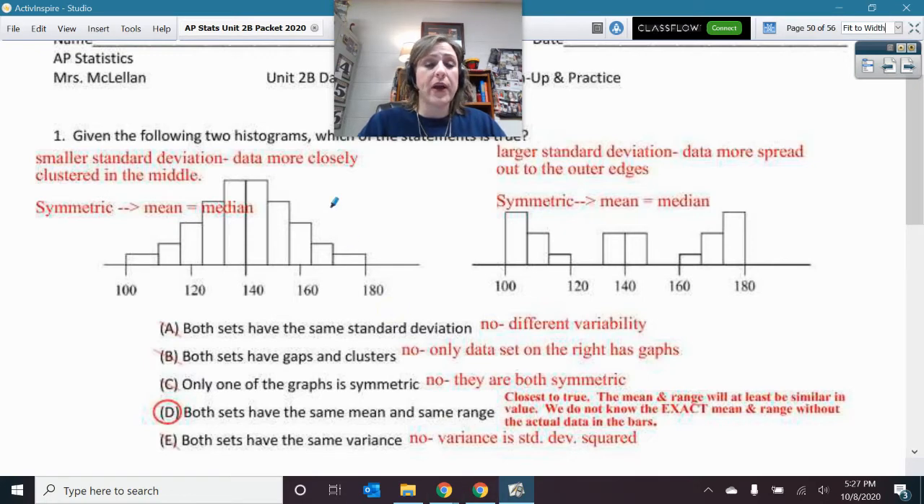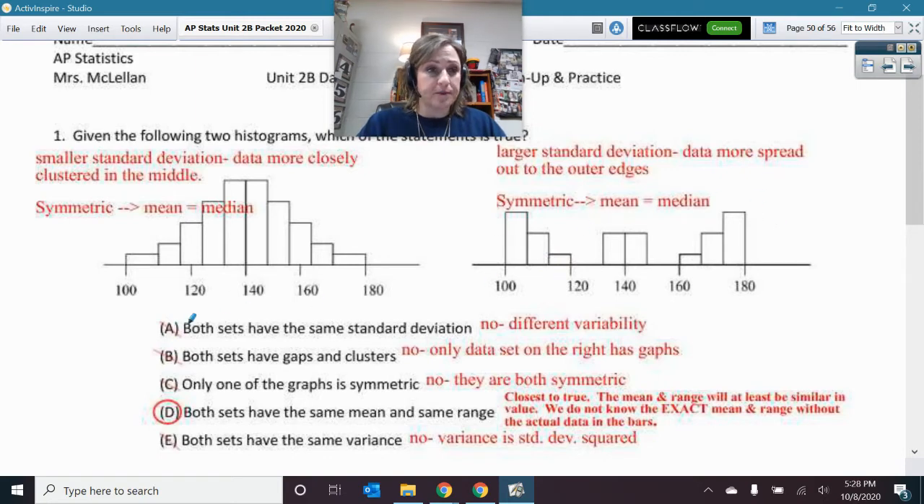Okay. All right. So what I can see here is that with these two shapes, they're both centered in the same place. They also have the same range, going from 100 to 180. But I can tell that this one on the left is more closely clustered around the mean, so it has less variability in terms of standard deviation. Standard deviation is that average distance from the mean. Okay, now this other one has more data on the outside edges, so that's a bigger standard deviation.